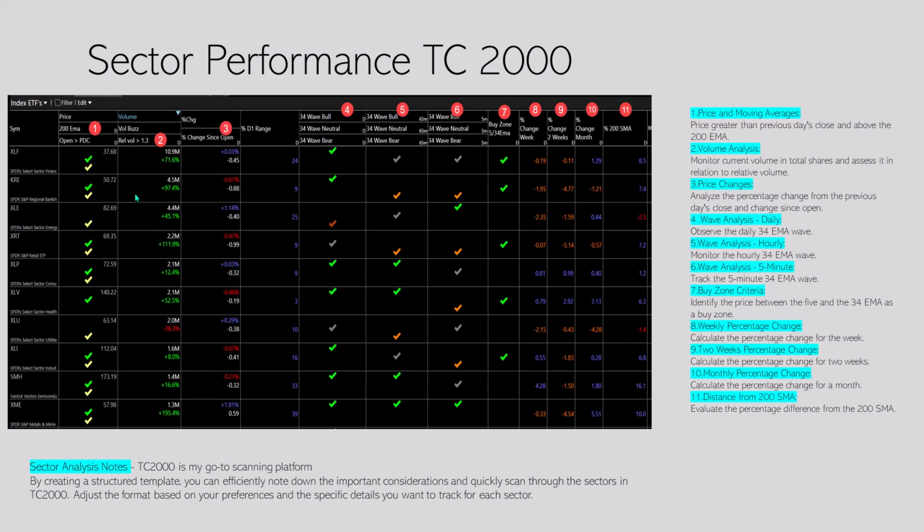And then I have a buy zone between the 5 EMA and the 34. That's where I try to make my entries. And then a weekly percentage change is number 8. Number 9 is 2 weeks. Number 10 is monthly percent change. And then number 11 is the distance from the 200 SMA. I use this on my longer term buys, and also to sell premium if I find something around the 200 SMA.